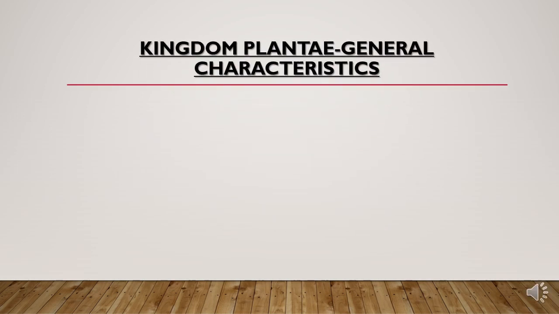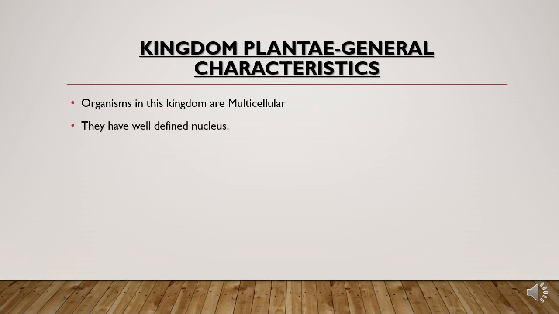So, to discuss this kingdom, the Plantae kingdom, we first have to know the general characteristics of this kingdom. Under the general characteristics, one thing that we have to know is that every organism under this kingdom is multicellular. They all have a well-defined nucleus and possess a double membrane on all their organelles.